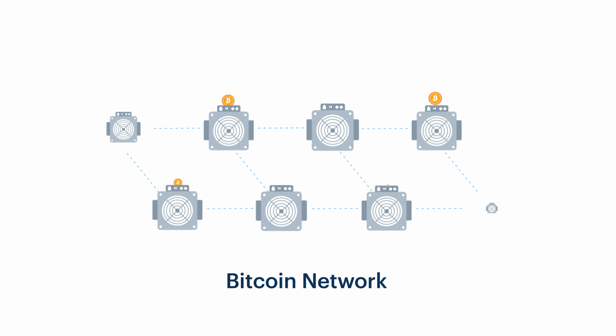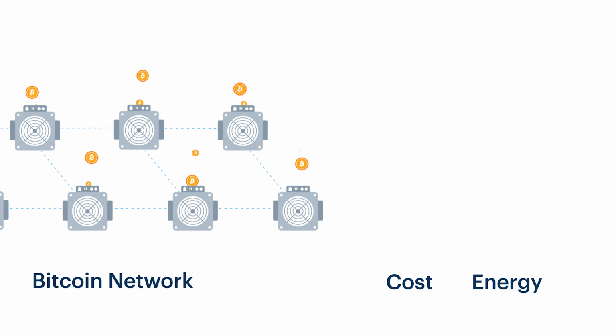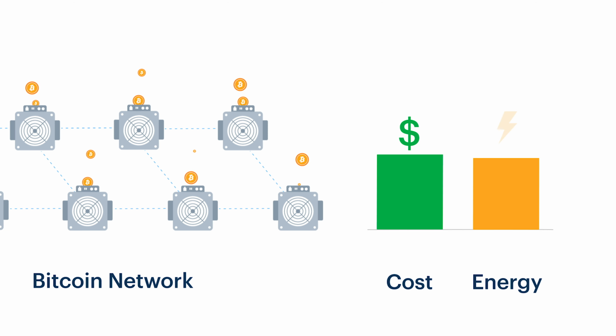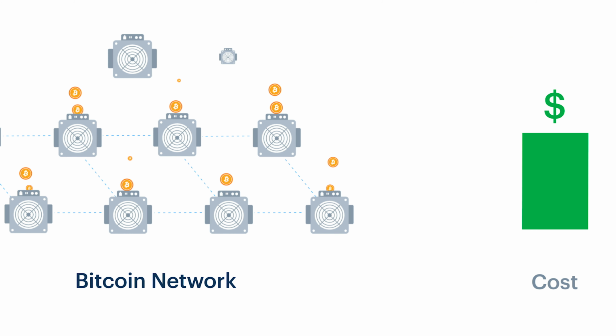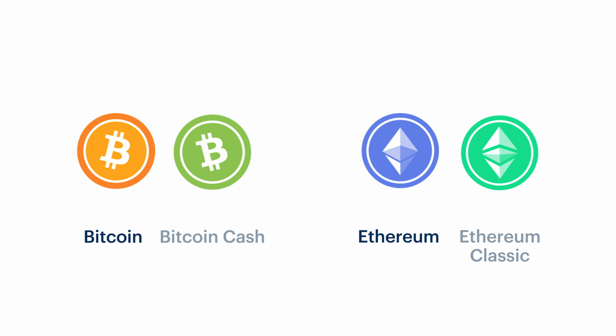Computers on Bitcoin's network compete with each other to validate transactions through a process called mining. This requires expensive hardware and lots of electricity. Stellar doesn't rely on mining, because when a network's miners disagree, the network can split in two. This has happened in the past with both Bitcoin and Ethereum.